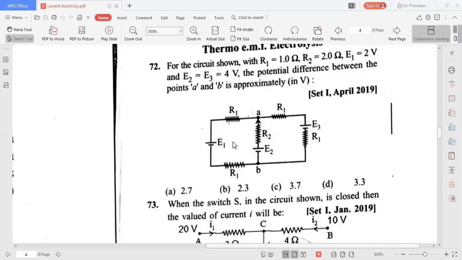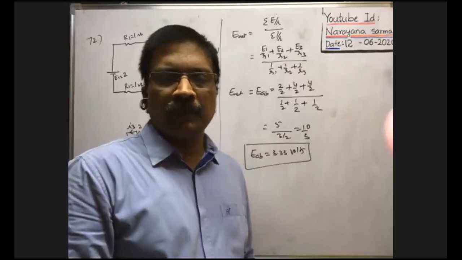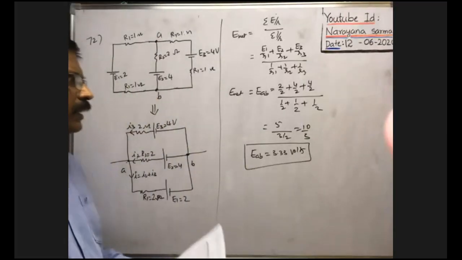Now you apply Kirchhoff's law for this loop and for this entire loop. Then you will get three equations and three unknowns. If you find I1, I2, I3, and you know I2, then you apply Kirchhoff's second law for B to A or A to B. Then you find the potential difference between these two. Then you will get 10 by 3, that means 3.3 you will get.